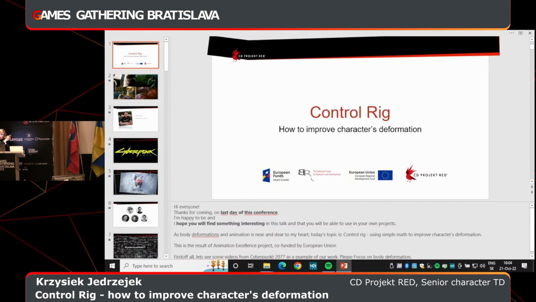Today is the result of the project called Animation Excellence, co-funded by the European Union. Animation is very close to my heart, and also rigging and deformation. So today I will talk about control rig, how to improve the deformation.